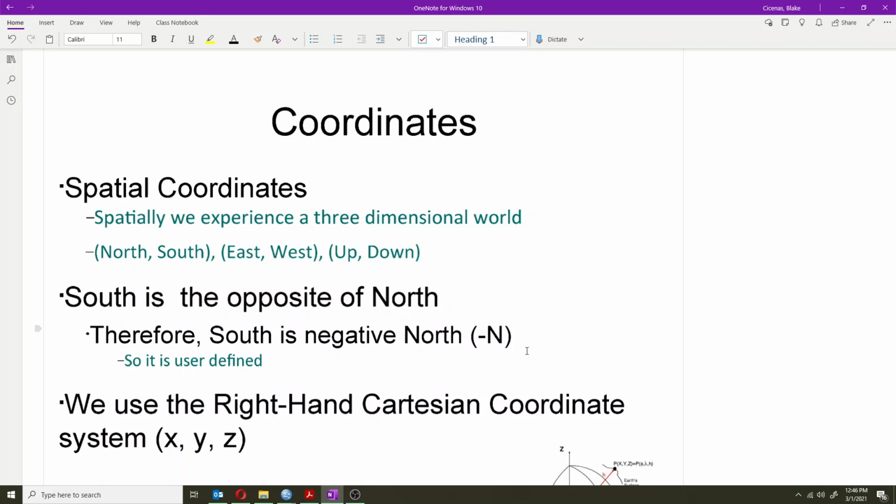Spatial coordinates: we experience a three-dimensional world. We have north, south, east, west, and up, down, also called the right-hand Cartesian coordinate system. The whole purpose of having a coordinate system is that you can express something with respect to another direction. And as you found out, south is the opposite of north, meaning south is negative north.